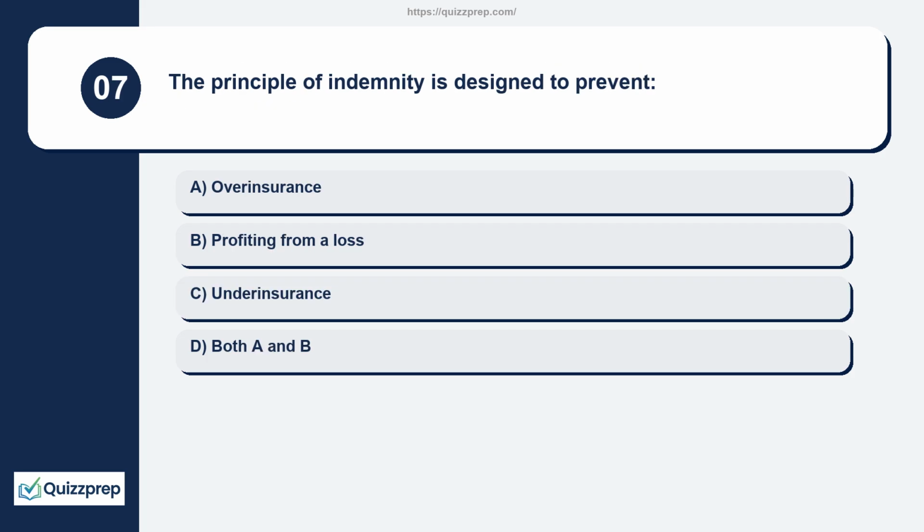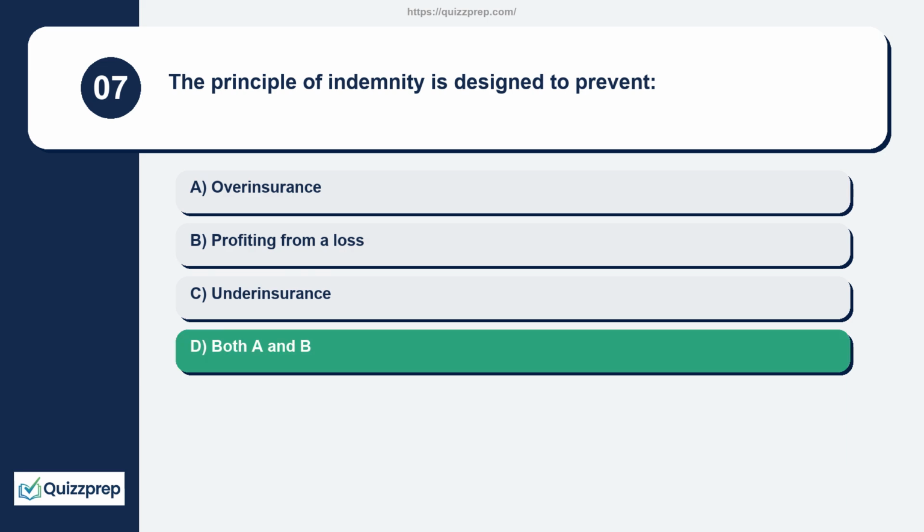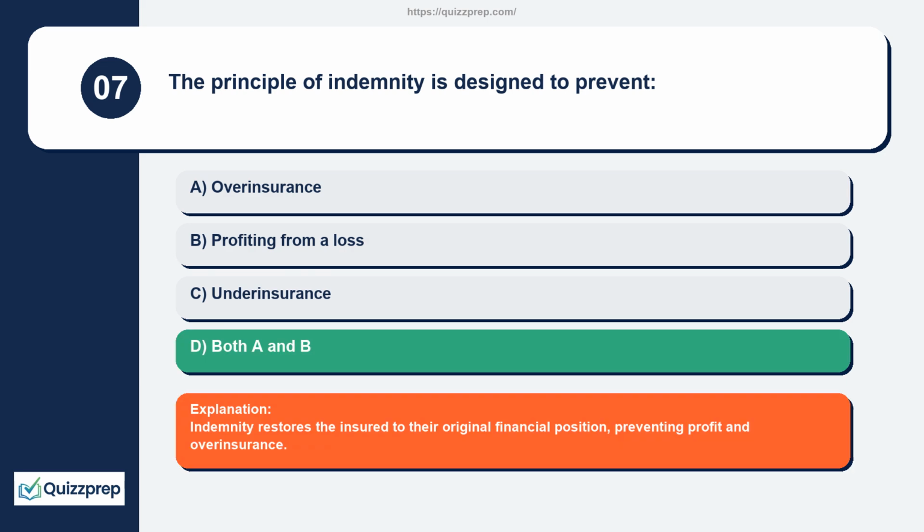Question 7. The principle of indemnity is designed to prevent overinsurance, profiting from a loss, underinsurance, both A and B. Indemnity restores the insured to their original financial position, preventing profit and overinsurance.